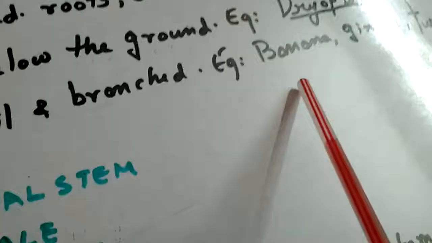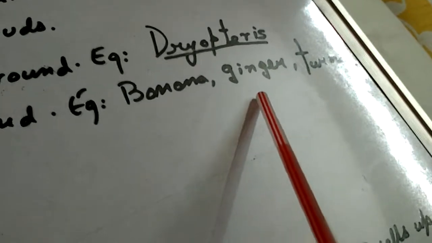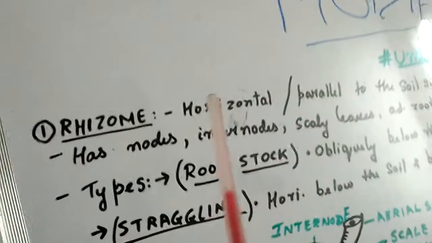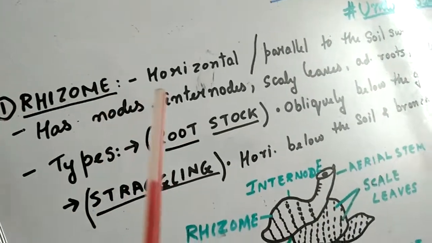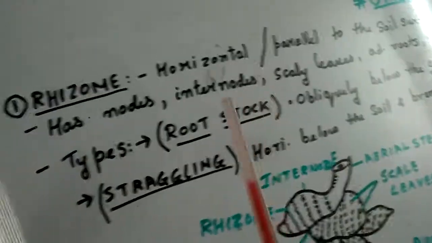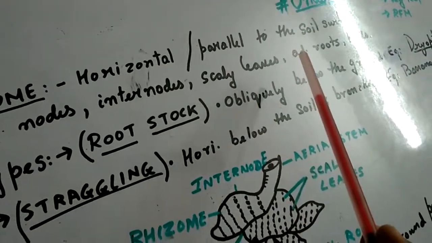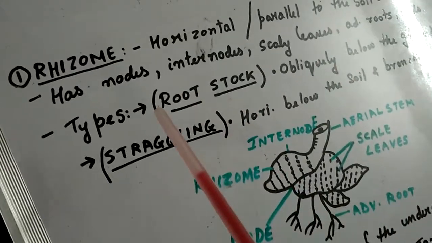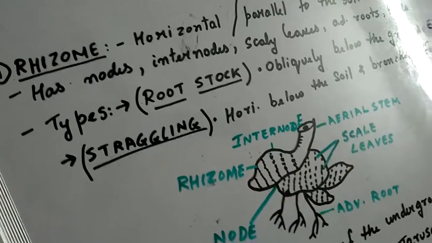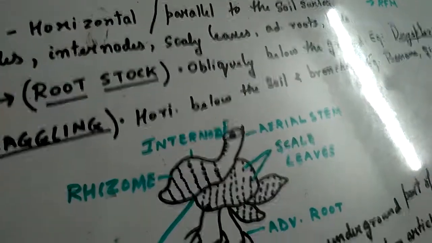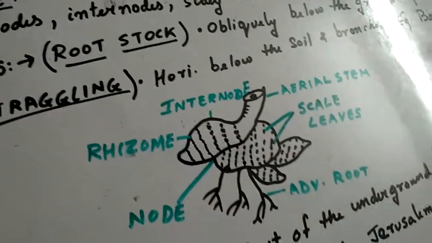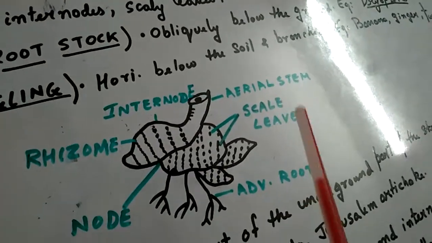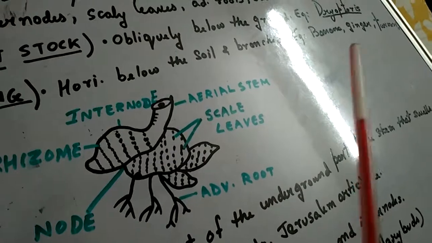Example, banana, ginger, turmeric. So rhizome has following two categories, which are rootstock and straggling. Rhizome grows horizontally or parallel to the soil surface. It has nodes, internodes, scaly leaves, adventitious roots, and buds. And the first category under rhizome is rootstock, which grows obliquely below the soil or below the ground. Example is Dryopteris. And straggling, it grows horizontally below the soil and it is branched. Example, banana, ginger, and turmeric.